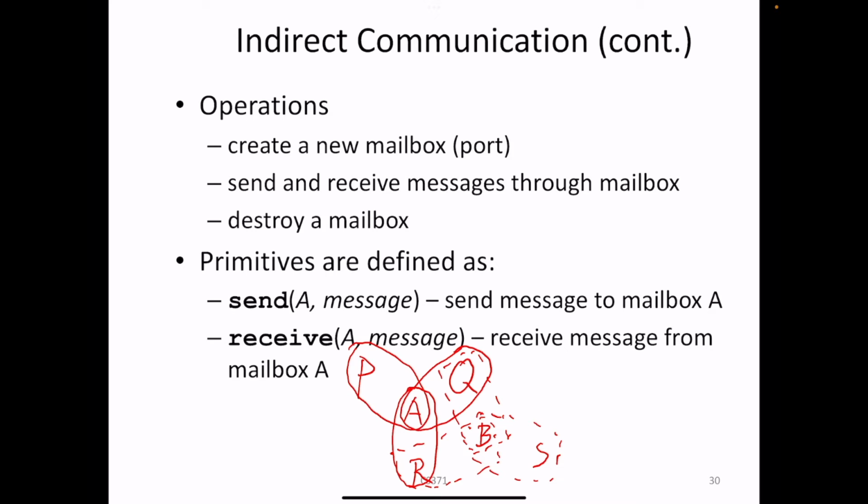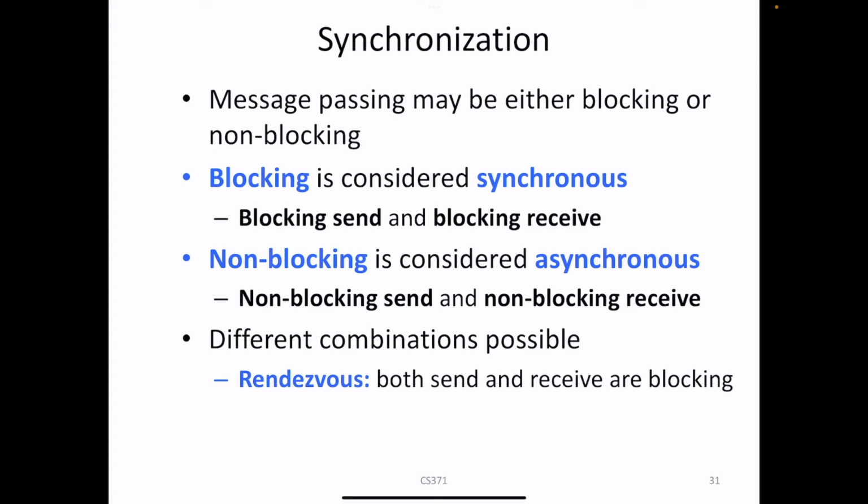And then Q, R, S can communicate with each other. Here you can see that between Q and R, we have multiple links, and each link is associated with a different mailbox. And for each mailbox, A and B, each one can be associated with multiple processes. When we talk about message passing, we have mentioned that the synchronization is handled by the operating system.